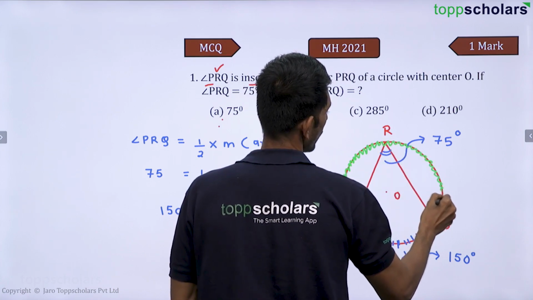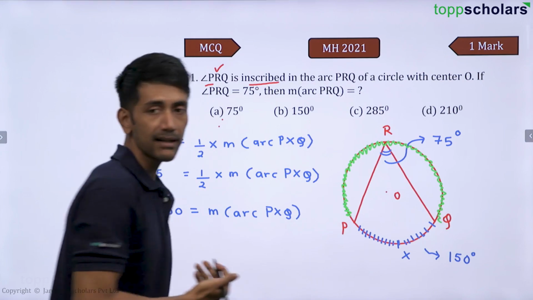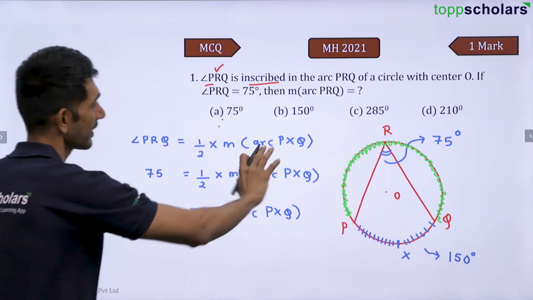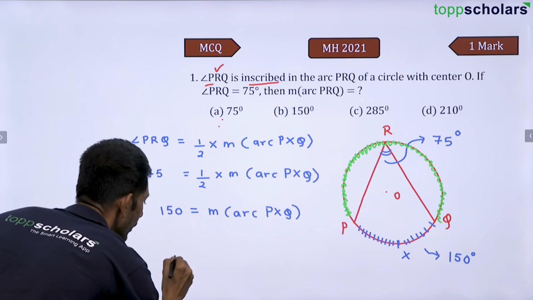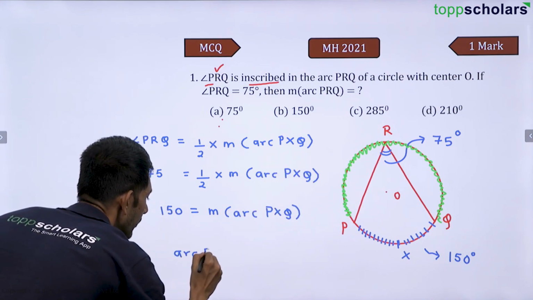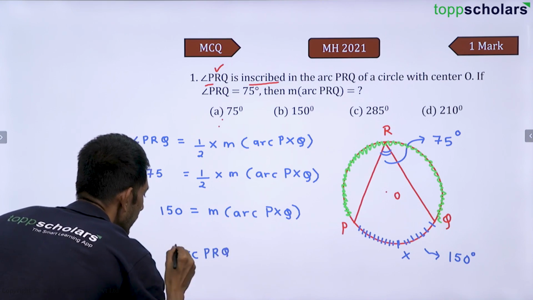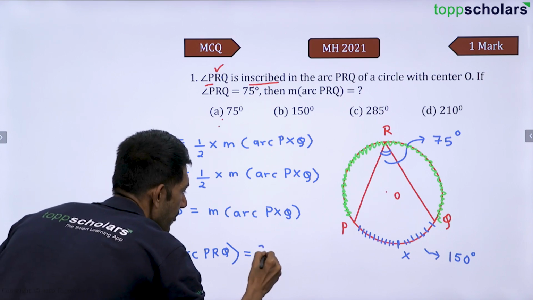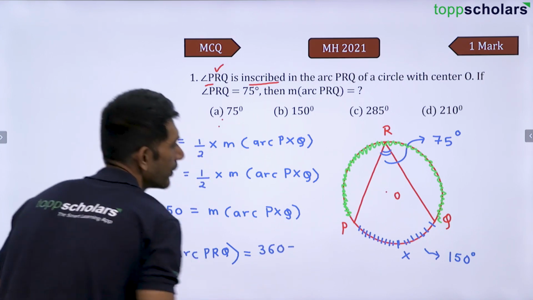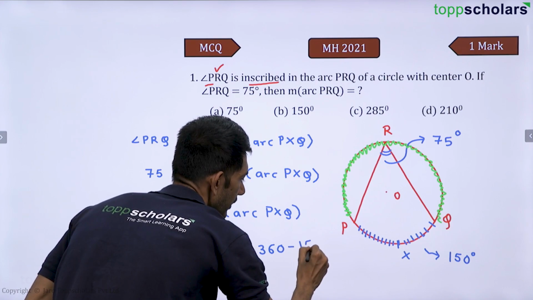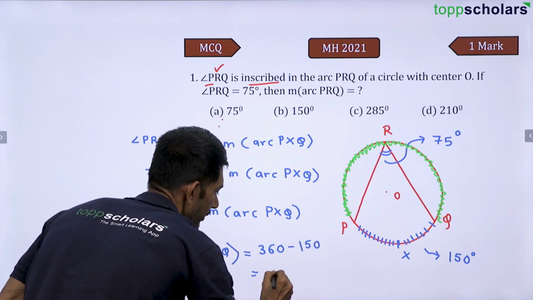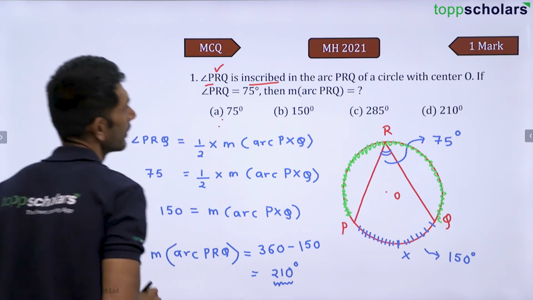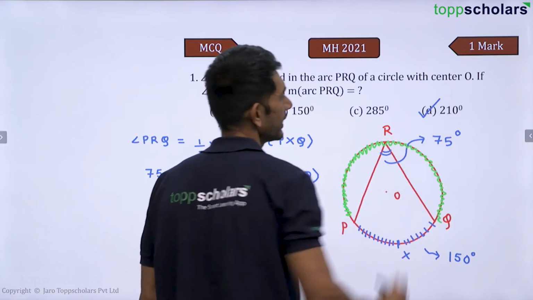So we are talking about this part. From the entire circle, we are supposed to subtract that, isn't it? The remaining arc, that is arc PRQ, the measure of this is going to be 360 minus 150, and that is nothing but 210 degrees. So option D is the correct option.